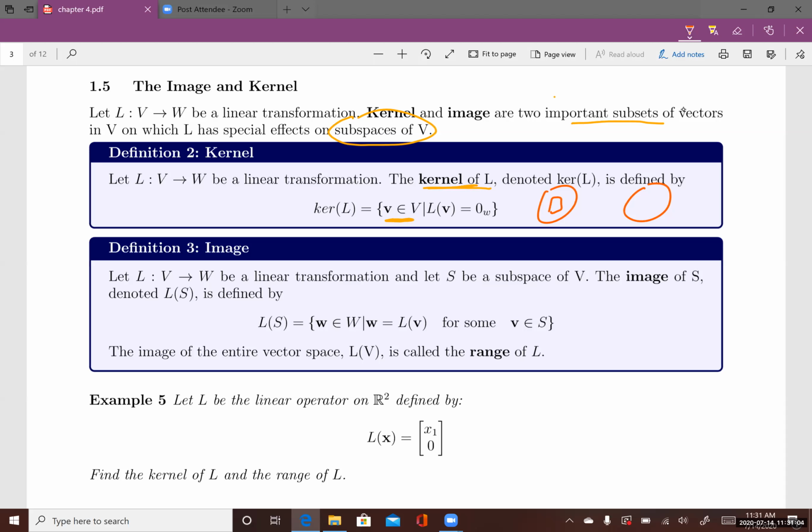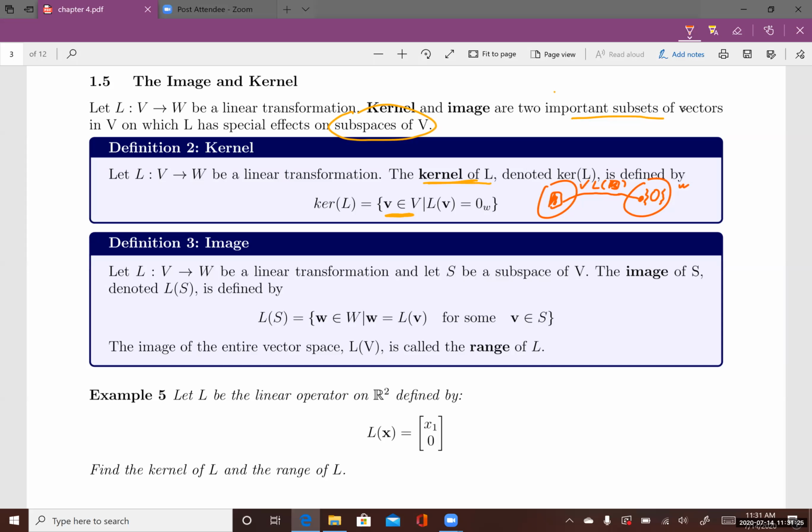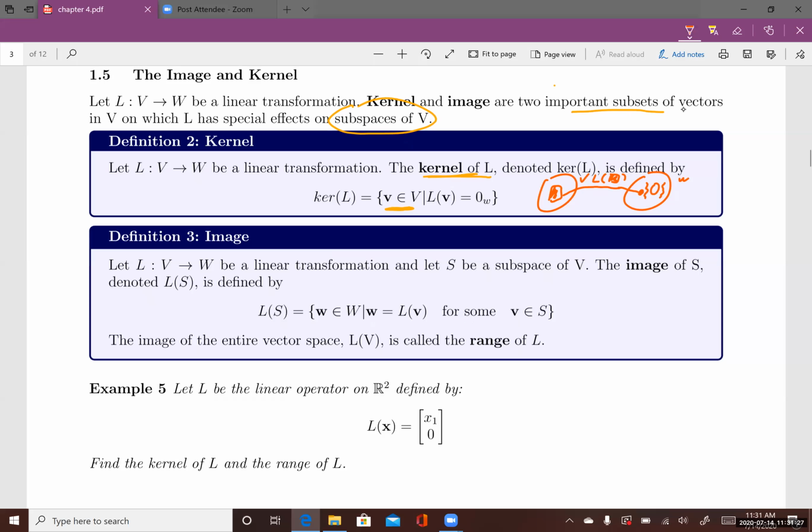It takes some vectors in V, and if you use the linear transformation on these vectors, all of them will go to a zero vector in W, a set of just the zero vector. So that's the definition of the kernel of L. This subset here is the kernel of L.